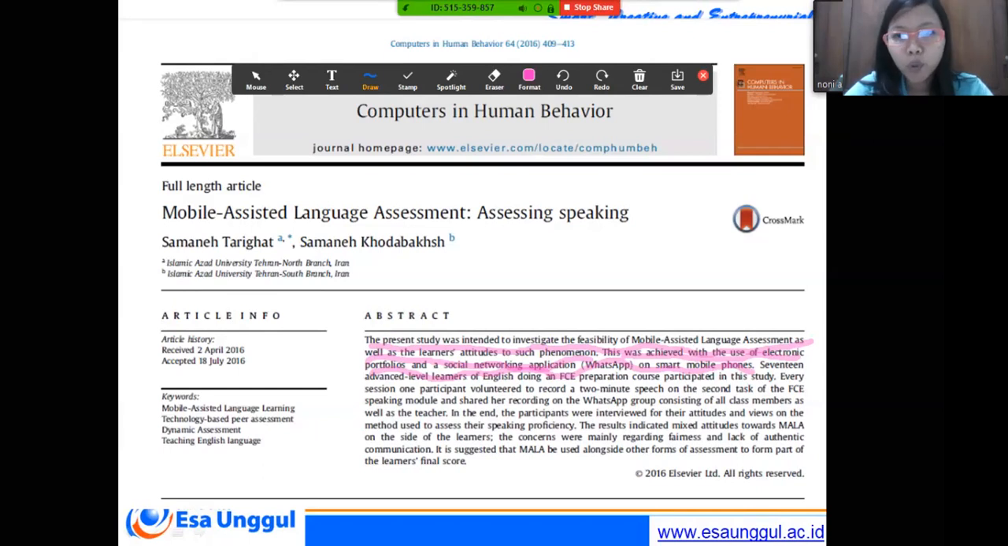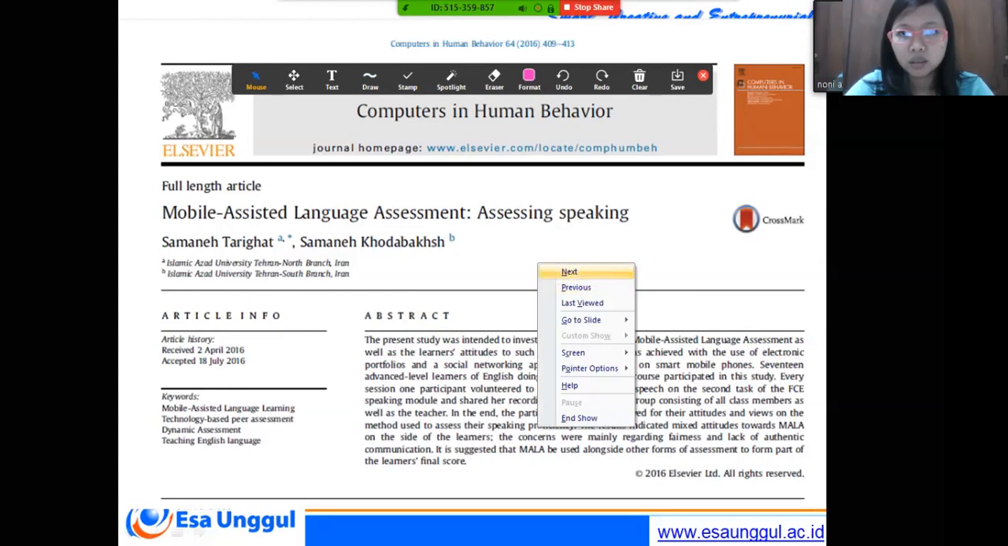And from those research questions, we can know what the purposes of the research are. Because there are two research questions, the purposes are also two. The first one is to investigate the feasibility of mobile assisted language assessment. And the second one is to explore or to investigate the learner's attitude. We already analyzed the research question and the research purpose. How about the novelty?